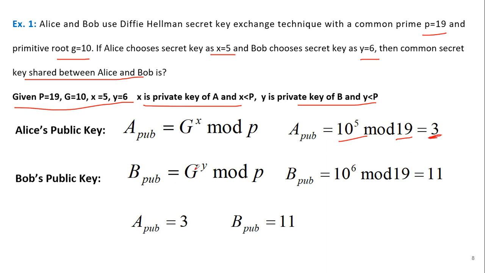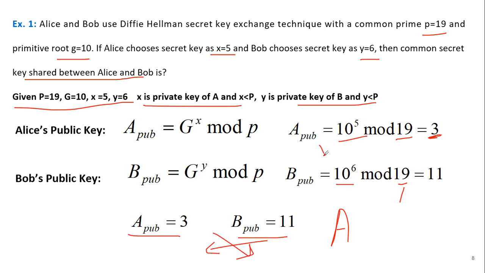Then B public is equal to G raised to Y mod P. Now this is nothing but 19, that is P. This is the primitive root G, 10, and this is nothing but the secret key of Bob, that is 6. So 10 raised to 5 mod 19 is equal to 3, and 10 raised to 6 mod 19 is equal to 11. Now A public is 3 and B public is 11. Now these two parties A and B exchange those keys to each other.